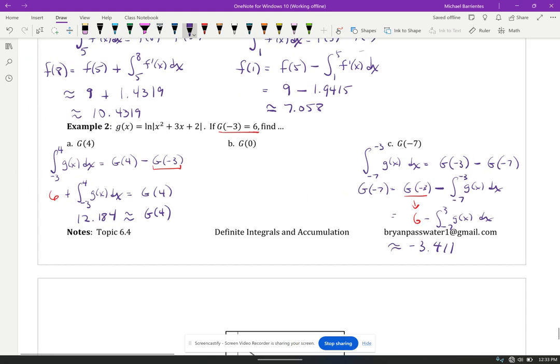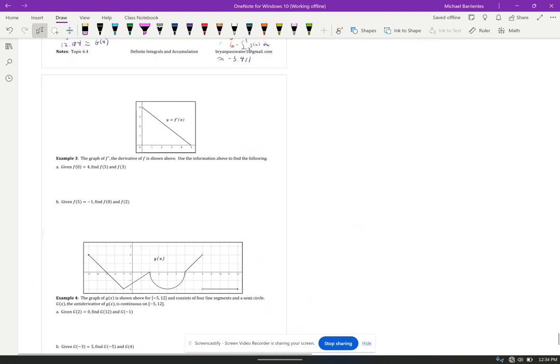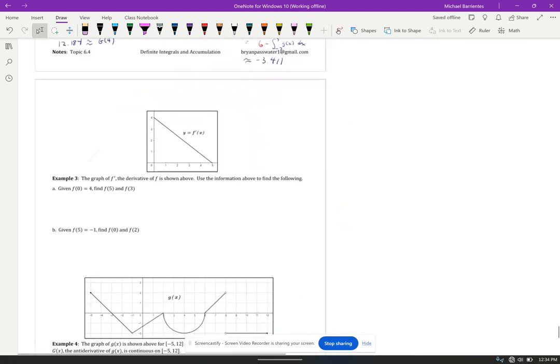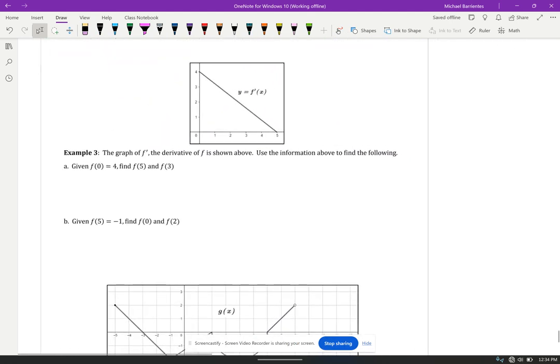And that's how we set up the accumulation model, which is a consequence of the fundamental theorem of calculus. Whenever we're looking for a function value and they give me a rate, I can use this model to figure that out. On the next video, we'll do some graphs, and that will help us cement this idea a little bit better.